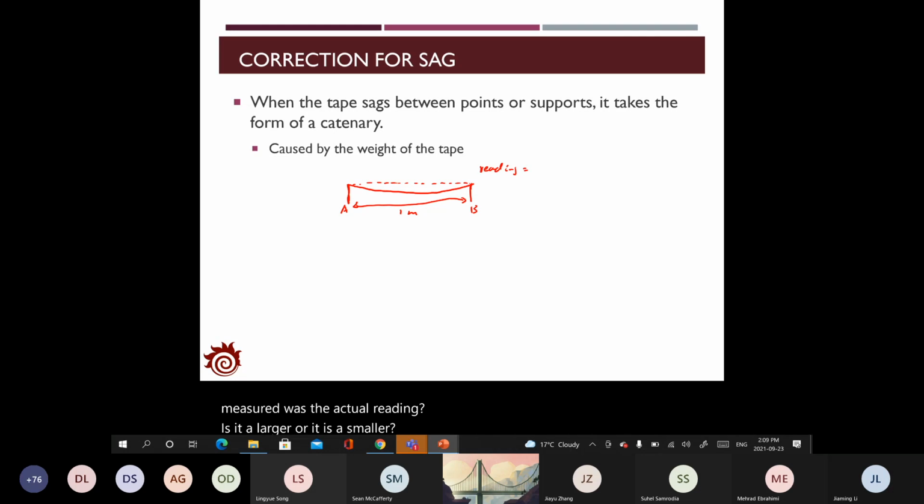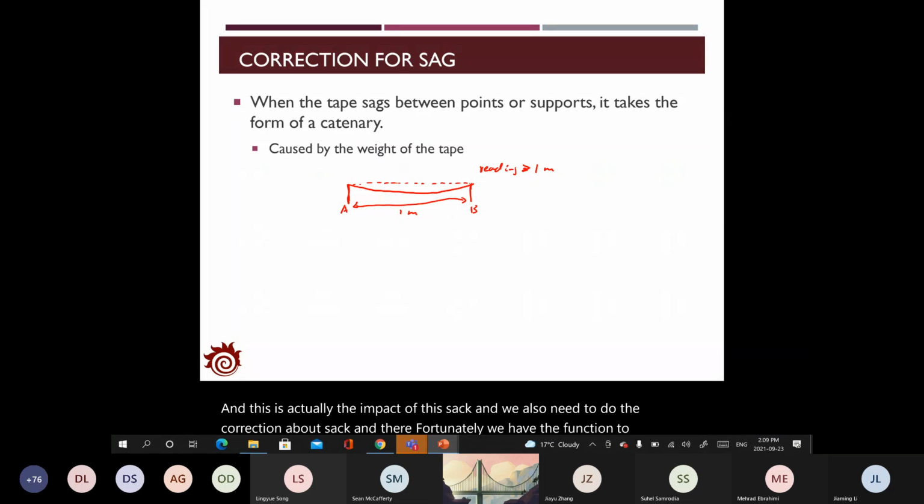So any ideas? Definitely, yeah. This time the reading should be larger, definitely larger than 1 meter. And this is actually the impact of the sag. We also need to do the correction for the sag, and fortunately we have a function to calculate the correction from the sag.